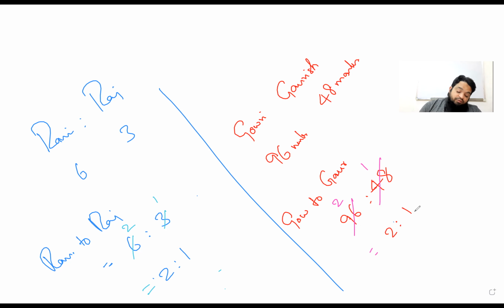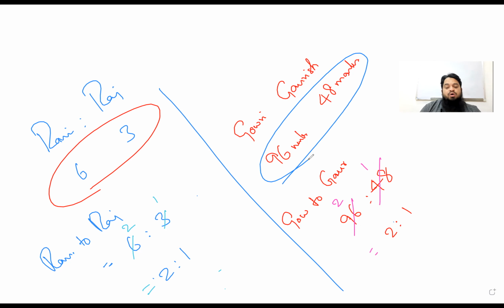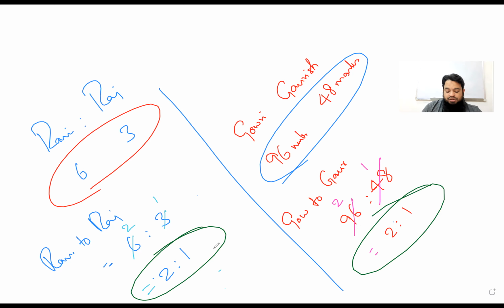See, in the first situation, Ravi and Raj, we are talking about pizza. In the second situation, we were talking about marks of the students. But let us go through the final. If we represent them in ratios, what is the ratio? 2 is to 1 and 2 is to 1. So both ratios are equal. So we call it as the two situations are in proportion.